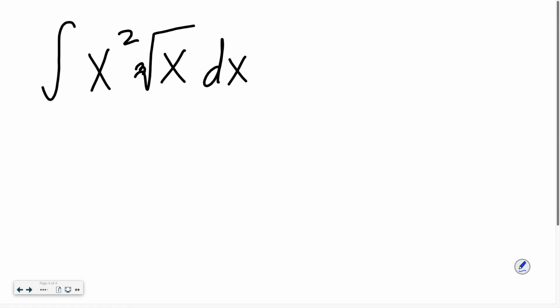Does this look like x to the n? No. And we don't have a rule about a product or a quotient or any of that. We only have really the power rule. So you can't do anything unless you have a power rule right now. So we need to rewrite this as x to what power? 2/3. This is x to the 1/3.